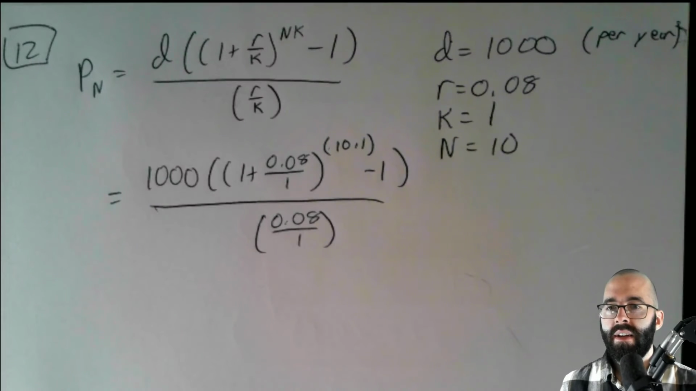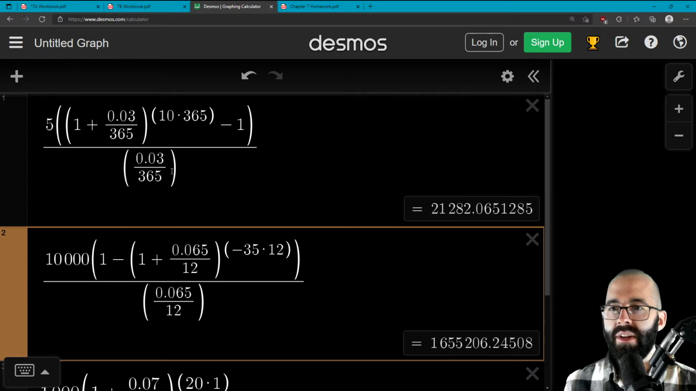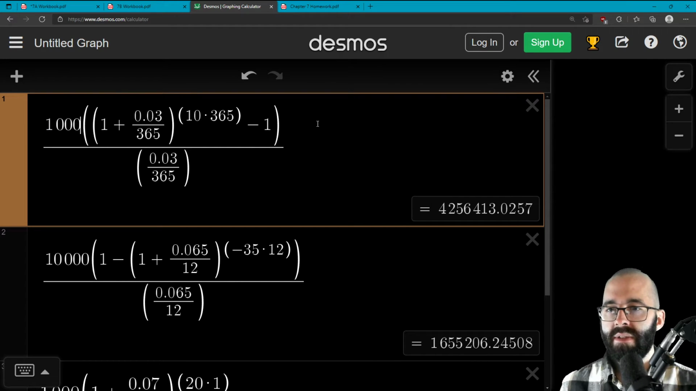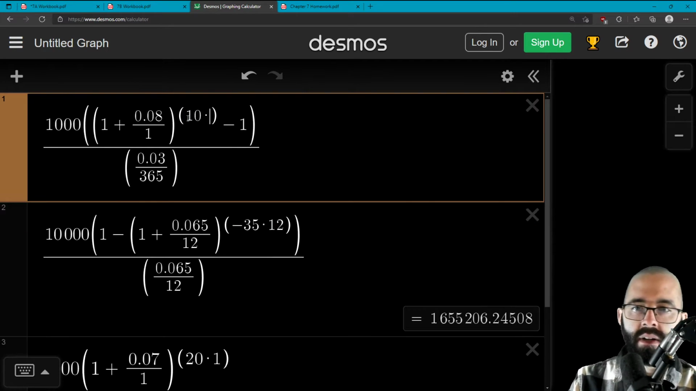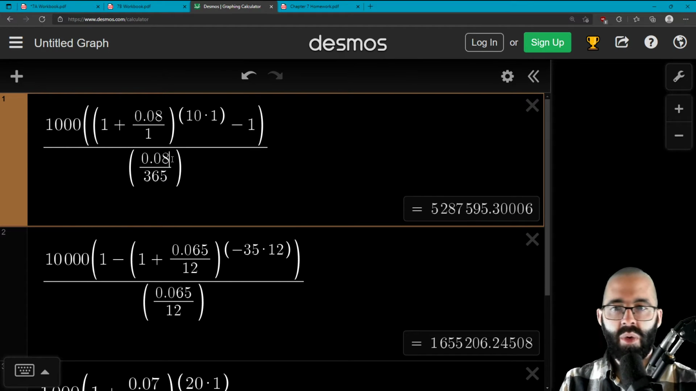All right. So we already typed in the annuities formula way up here. This was already an annuities formula, so we can actually just edit the numbers. So now we're doing 1,000. Our interest rate is now 8%. We're not doing it daily, we're doing it annually. That's 1 again. This is now 10 times 1. And then we're dividing by R, which is again 0.08, divided by K, which is now 1.